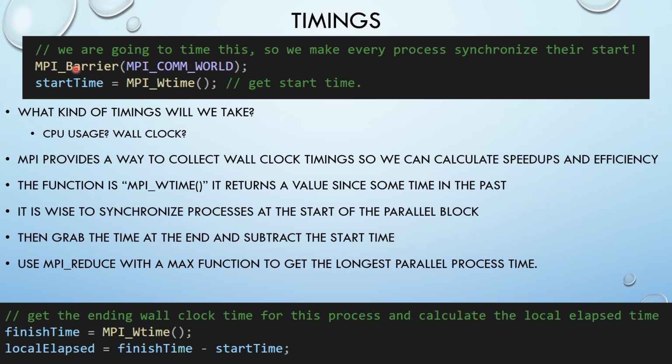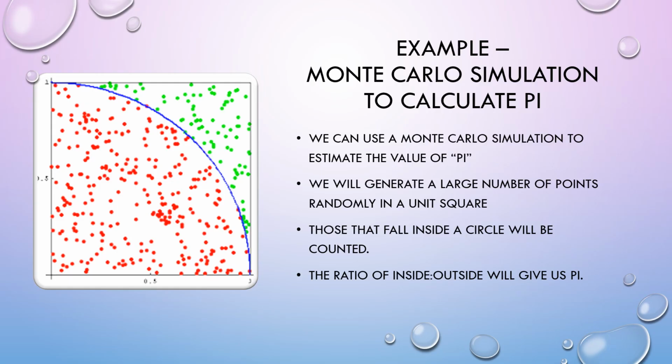This will ensure that all of the processes start at roughly the same moment. We don't want to have some come in earlier than others. We prefer to have a synchronized start. So the MPI barrier causes all of the processes that are sharing in this communicator to start at the same moment. We get all their start times, and then we get their finish time at the end. And then it's right after this that we could use that reduce thing to get the biggest, largest value.